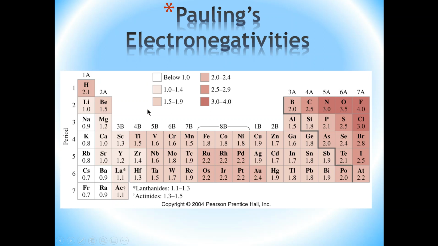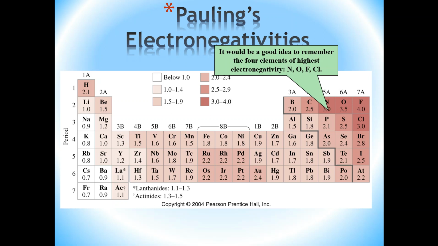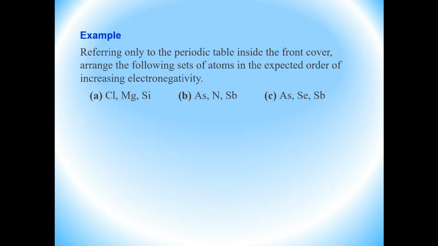Basically, he did some theoretical work, as I said before, to end up with these numbers being assigned to the different elements. So this is what we're going to use for the most part in terms of comparing electronegativity values of different elements and predicting things like polarity and so on, as we're going to see later on. It's very important and probably a good idea for you to remember the four most electronegative elements are nitrogen, oxygen, fluorine, and chlorine. All right.